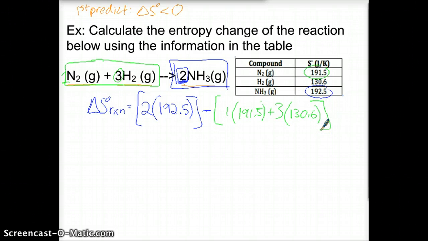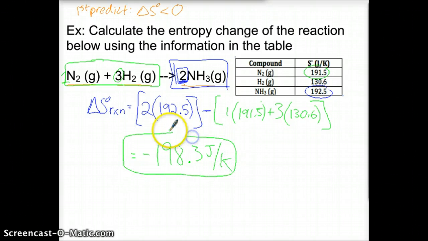So I want you to go ahead and complete the calculations, but to double check, what you should get for a final answer is negative 198.3 joules per Kelvin. I know those are my units because those are the units of my entropies given in the table. So, follow-up questions we can ask. Does this agree with what we would predict? Yes, we predicted the entropy should be less than 0 because I'm going to fewer moles.